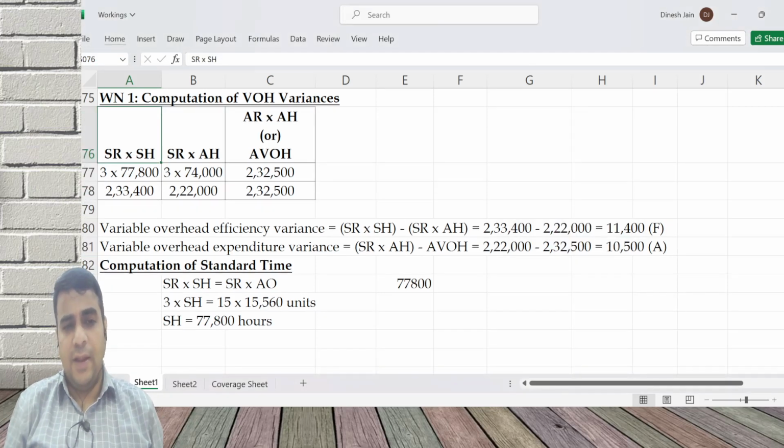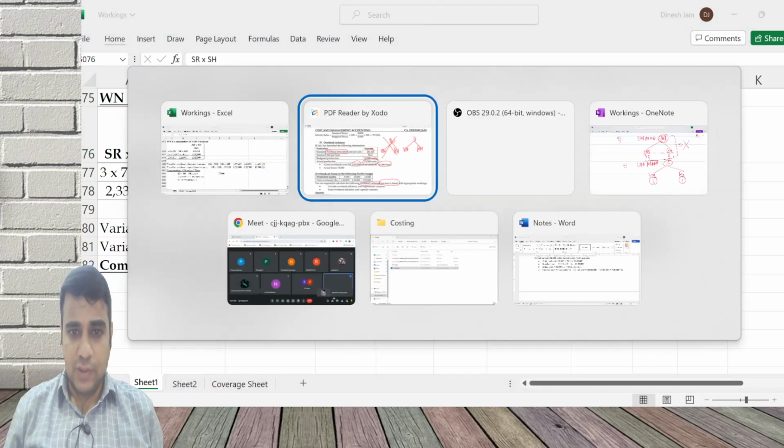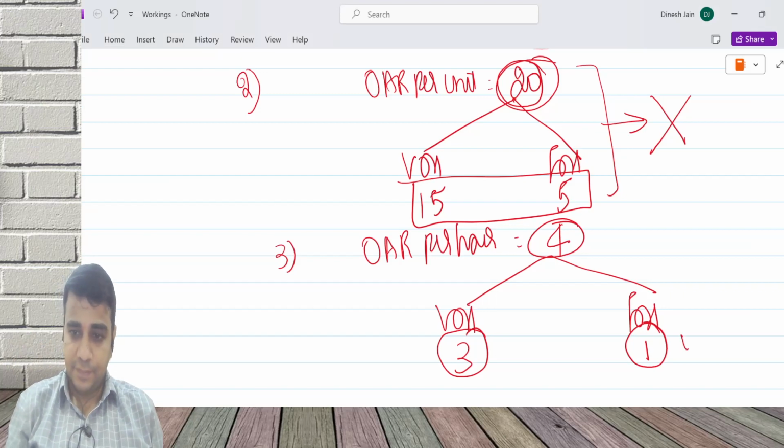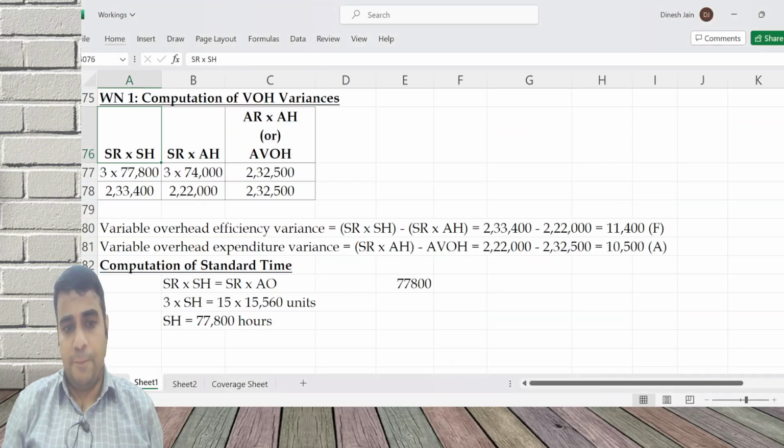FOH is going to be very simple now because you already know the SH, you already know the AH, you also know what is SR per hour and what is SR per unit. Per hour is what we are going to use. SR per hour for fixed overhead is 1 rupee. Per unit is 5 rupees.